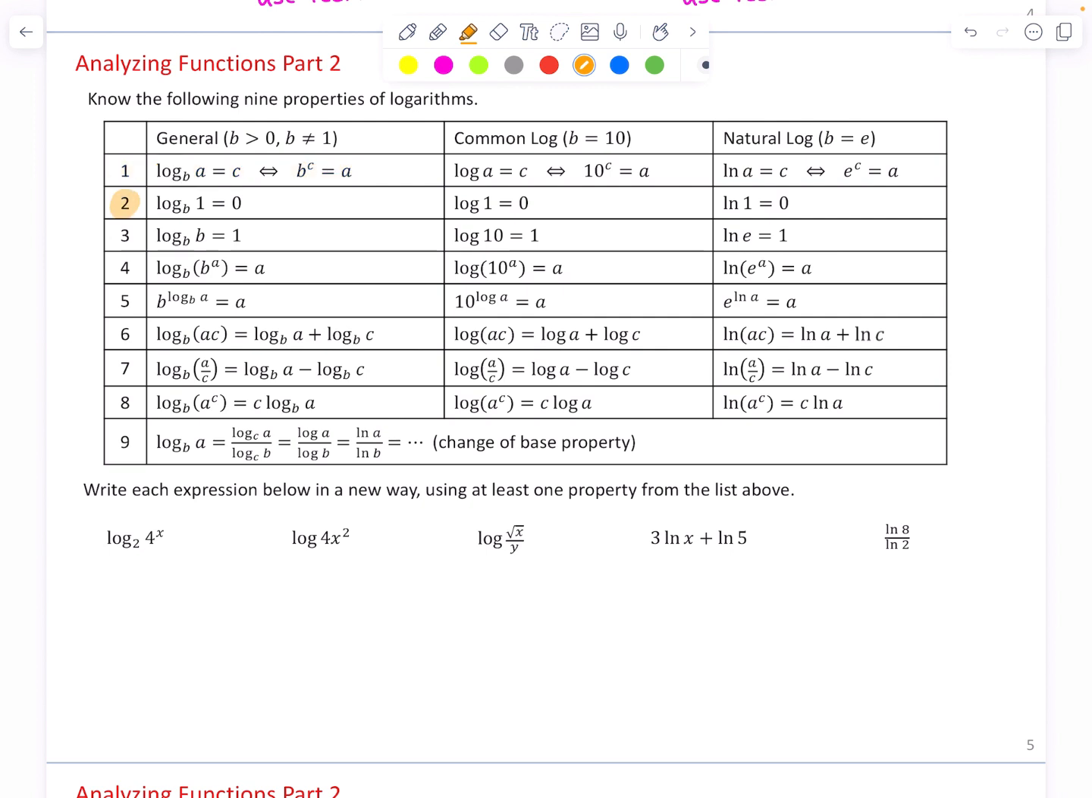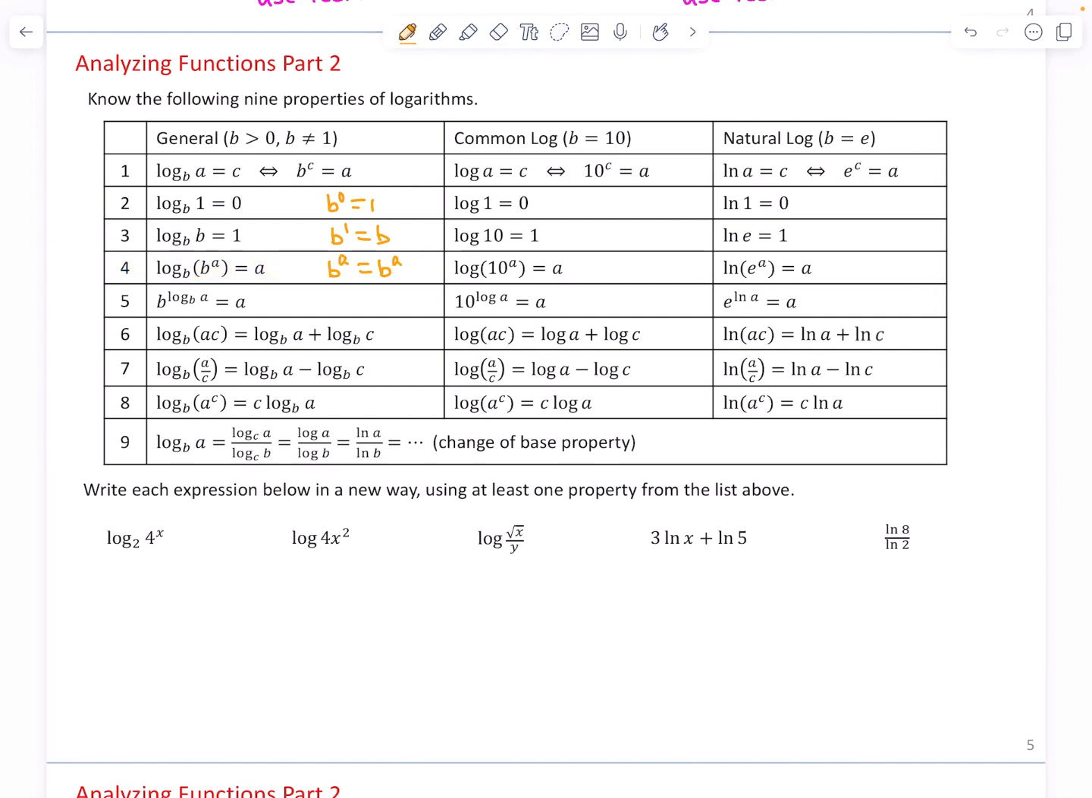Property 2 says that the log base b of 1 will always be 0 because b to the 0 is 1. Property 3 says log base b of b is 1 because b raised to the 1 power will give you b back. Property 4 is log base b of b to the a will always simplify to a because b raised to what power equals b to the a, and the answer to this question stares us in the face, and the answer is a.